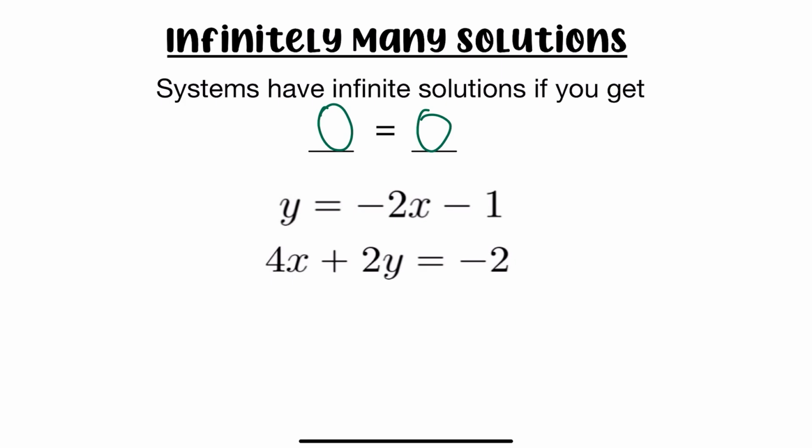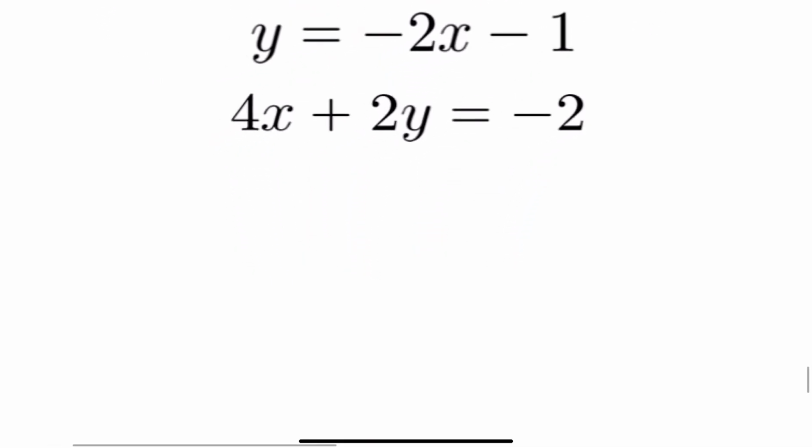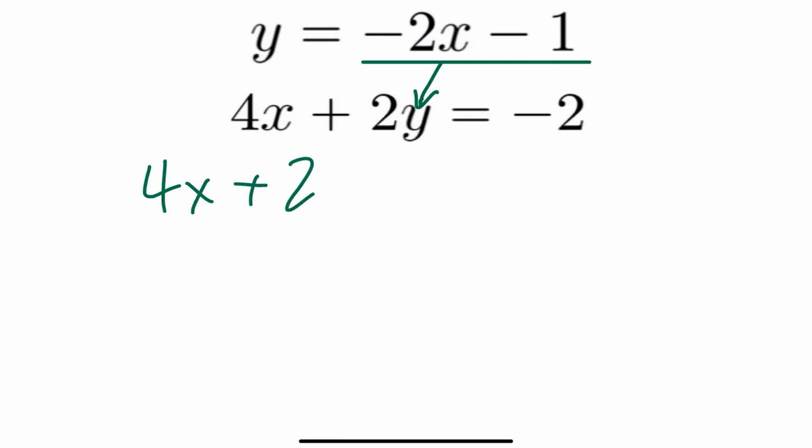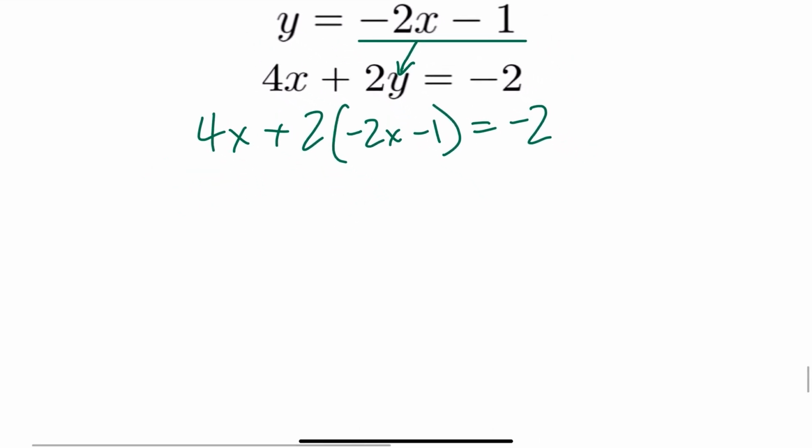So, let's take a look at this one that we have here. We got y equals negative 2x minus 1. I know that's what my y is equal to, so we're going to take that and plug it in for this y here. So when we do that, we're going to end up with 4x plus 2, and instead of my y, I'm going to put in this whole thing. So we got negative 2x minus 1, and it's going to equal negative 2. Awesome. All right, so now from here, we're just going to start solving.